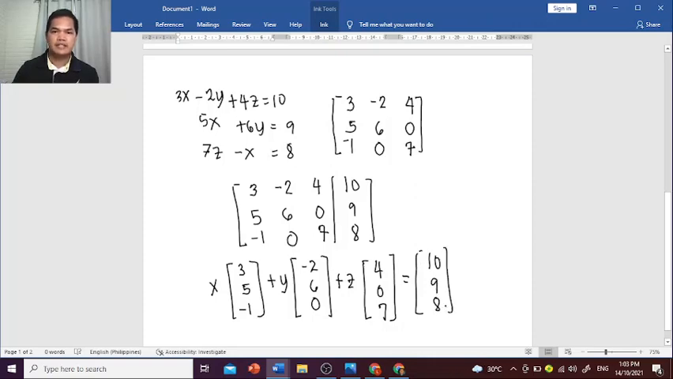So that is the way on how we're going to convert a linear system into coefficient matrix, augmented matrix, and linear combinations.